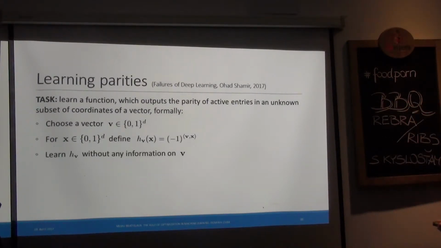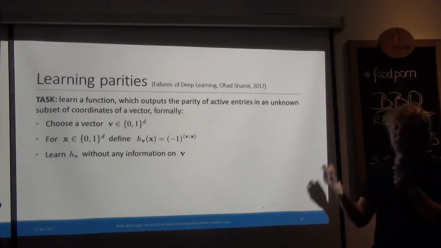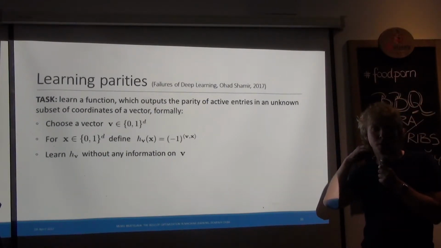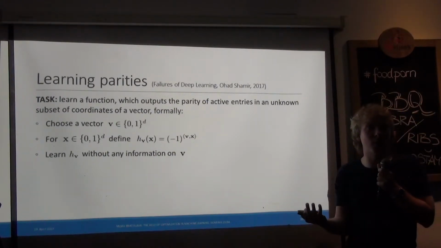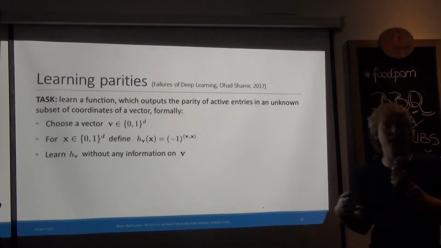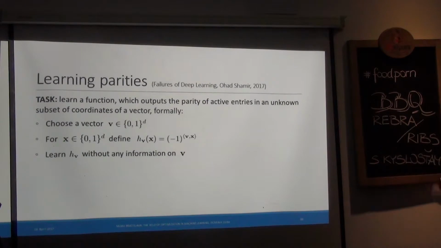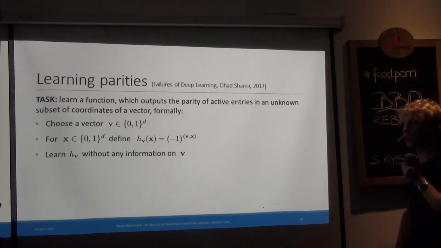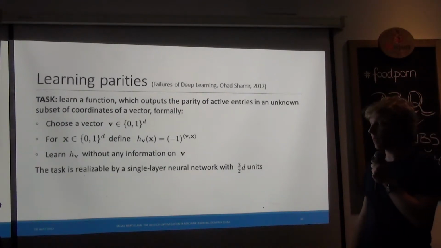And the idea is to learn this function without any information on the mask. So we do not know the mask up front. We want to learn the mask as well as the parities just by observing the 1s and the -1s, so the labels for the given examples.